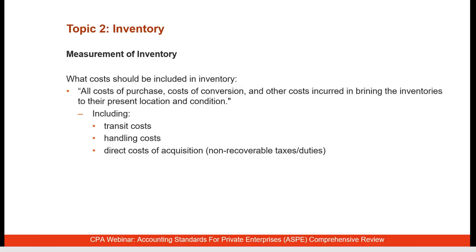This includes all costs of purchase, conversion costs, and other costs incurred in bringing the inventories to their present location and condition. That includes transit costs, handling costs, and direct costs of acquisition, which includes non-recoverable tax and duties. Another way I want you to think about it is that inventory is more than just the raw materials. There's sometimes conversion costs involved, like work in process and finished goods. Most of the time, people think just the materials amount should be capitalized, but actually it's materials plus a certain amount of variable costs and also a percentage or a certain allocation of manufacturing overhead, whether it be direct or indirect labor and things along those lines.